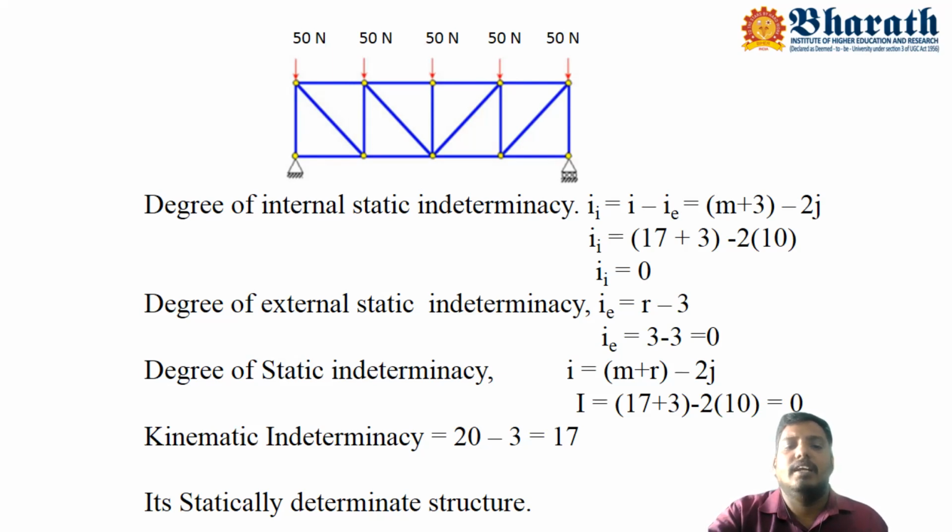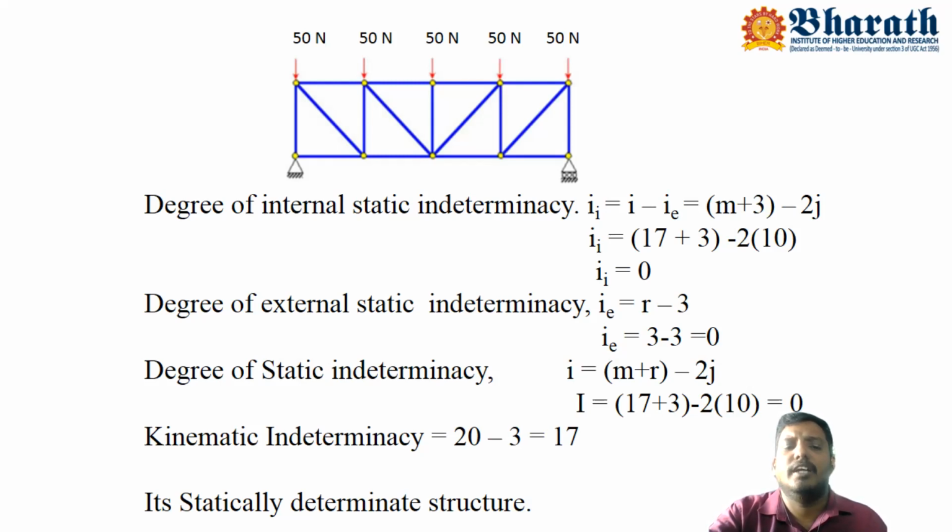Then how do we determine the degree of external static indeterminacy? The formula is R minus 3, where R is the reactive forces from the supports. I have two supports. One support is a hinged support, which offers two reactive forces, horizontal as well as vertical. The roller support provides a vertical reactive force, which means the reactive force acts perpendicular to the roller. Therefore, there are three reactive forces from the supports, so 3 minus 3 gives zero. Therefore, this structure is externally determinate as well as internally determinate.